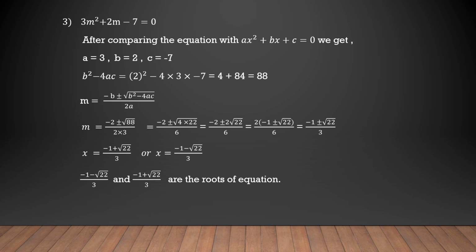Okay. Then x is equal to minus 1 plus root 22 by 3 or x is equal to minus 1 minus root of 22 by 3. So the roots of the equation are minus 1 minus root 22 by 3 and minus 1 plus root of 22 by 3.